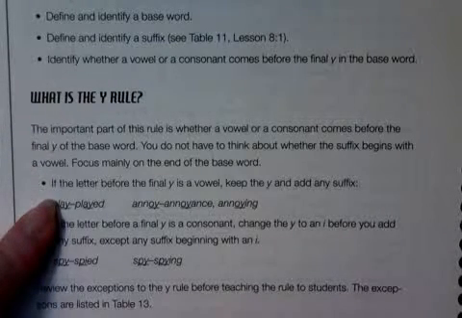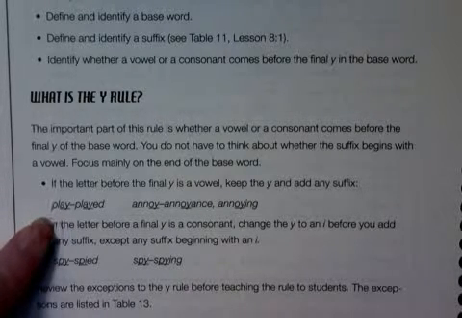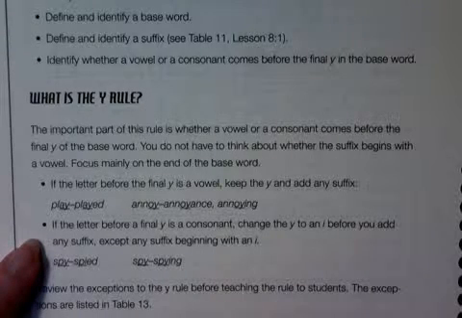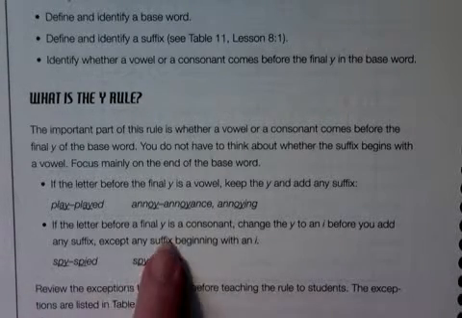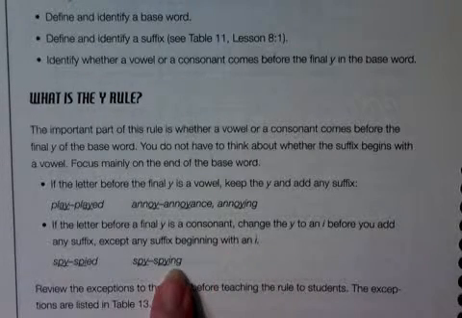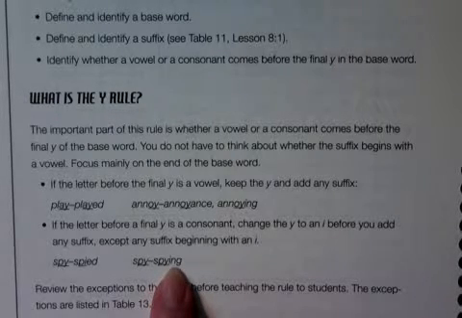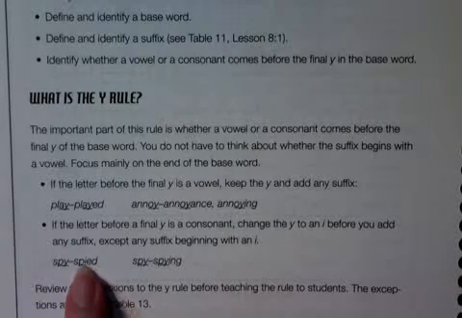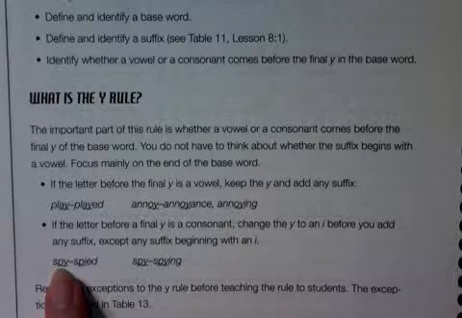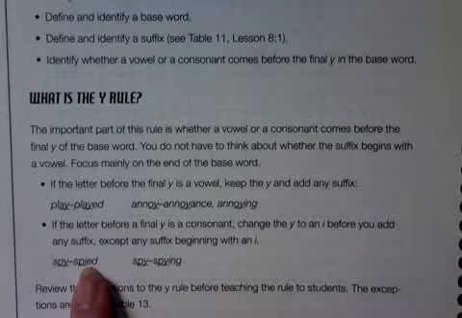If the letter before the final Y is a vowel, you keep the Y and add any suffix. And here's some examples. If the letter before the final Y is a consonant, change the Y to an I before you add any suffix, except when the suffix begins with an I. See the word ing? You leave the Y because the suffix starts with an I. Spied, you add the ed. The letter before the Y is a consonant. The E is the first letter of the suffix, so you change the Y to an I.